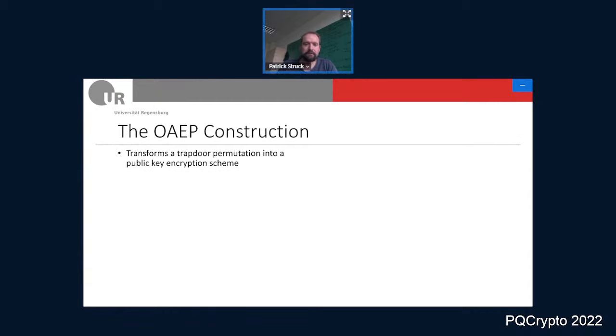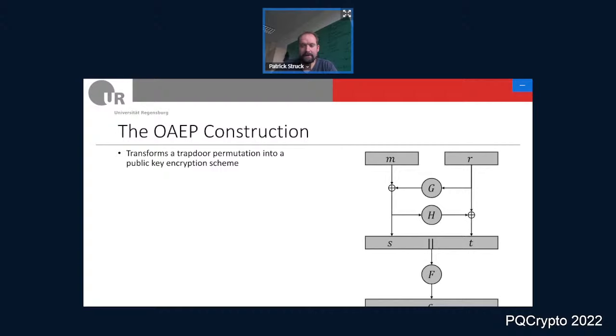Okay, and now looking for non-recoverable schemes, we come to the OAEP construction. This is a construction that takes a trapdoor permutation and converts it into a public encryption scheme, as displayed here on the right-hand side. So we have some message and some random coins, and we do this 2-round Feistel construction to get these values S and T, and then apply the trapdoor permutation F in order to get the ciphertext.